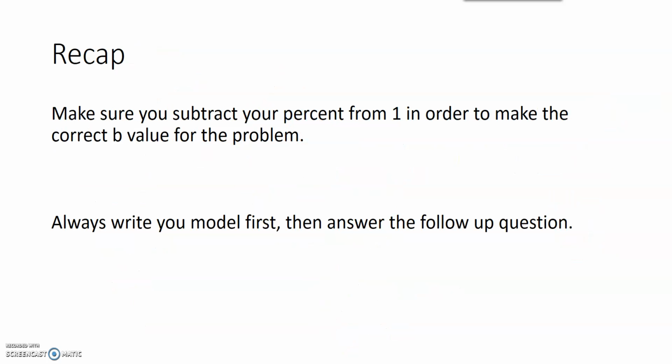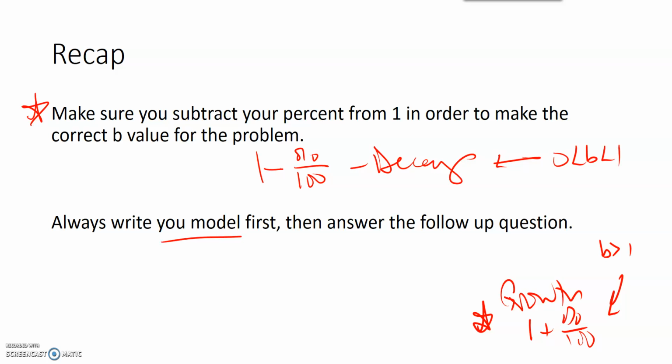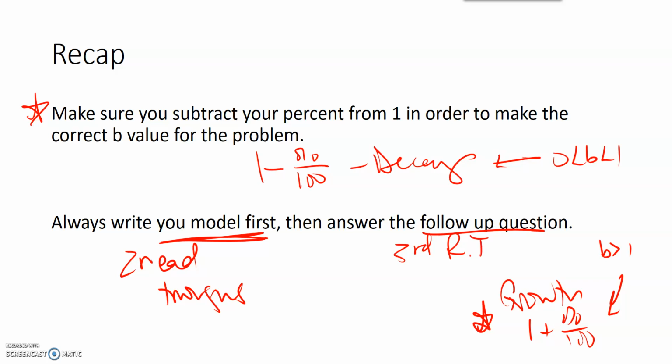Okay, so recap, make sure that you subtract your percent from 1 in order to make it the correct B value. 1 minus our percent over 100. That is for decay. Just a reminder, growth is 1 plus our percent over 100. This makes it bigger than 1. This makes our B value between 0 and 1. Second part, always write your model first. This is where we get our 2 read-throughs. Okay, then answer up your follow-up question. That's our third read-through to our problem.